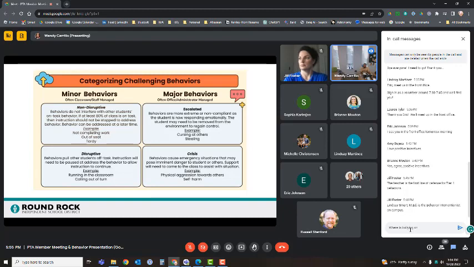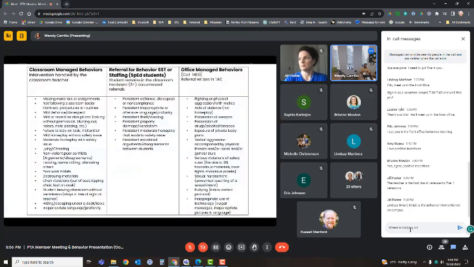So from there, when we start to look at our behaviors, on this screen I have a couple more examples of what behaviors may fall into specific categories. Those that are classroom managed behaviors, those that may be a referral to our behavior SST team or SPED, depending on the behavior, and then what are office managed behaviors in the classroom. So I think everybody probably has an idea of what our classroom managed behaviors are.